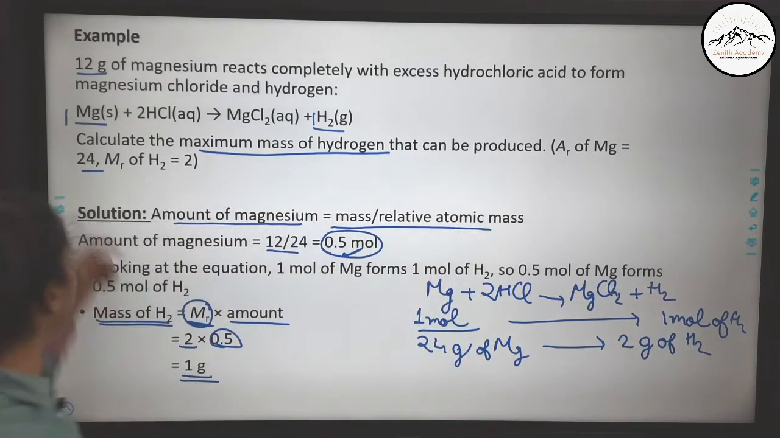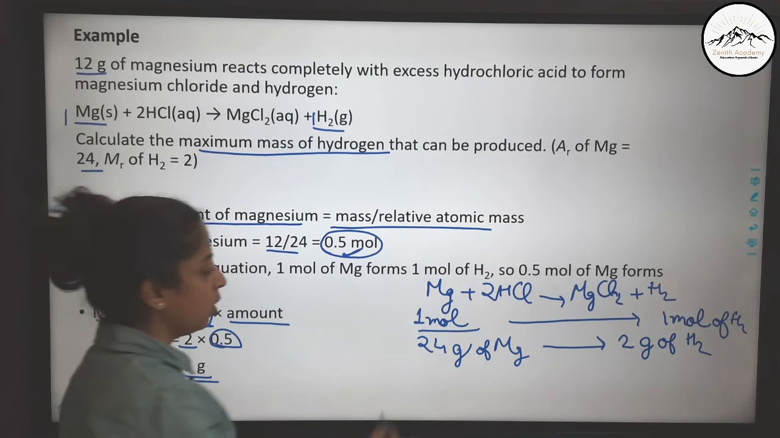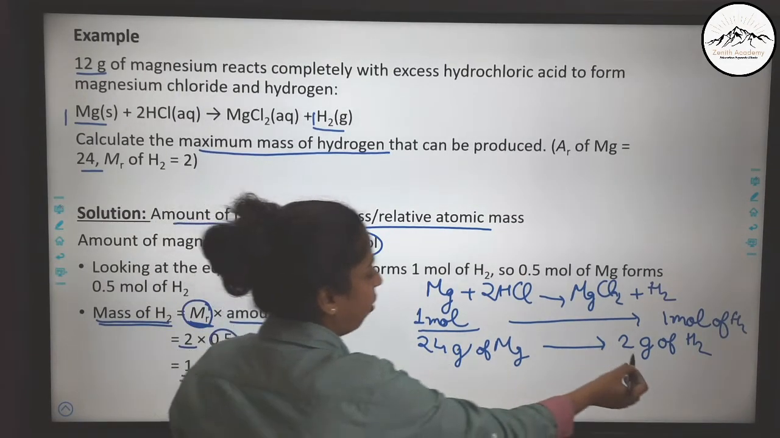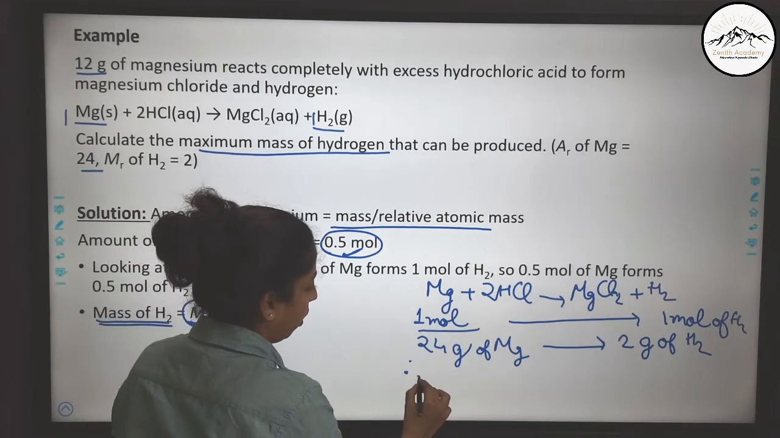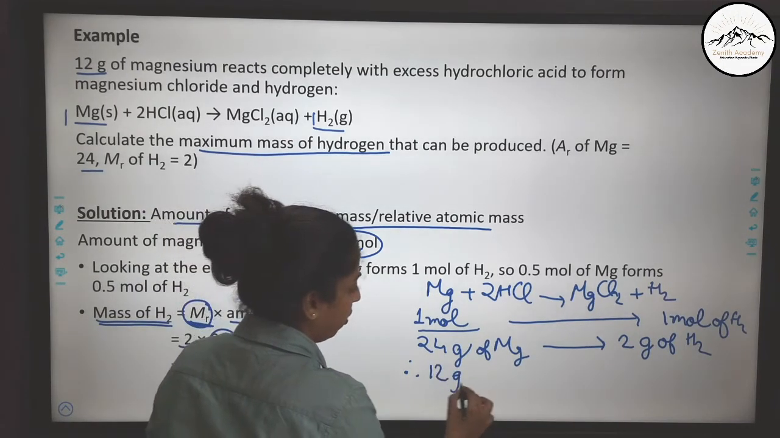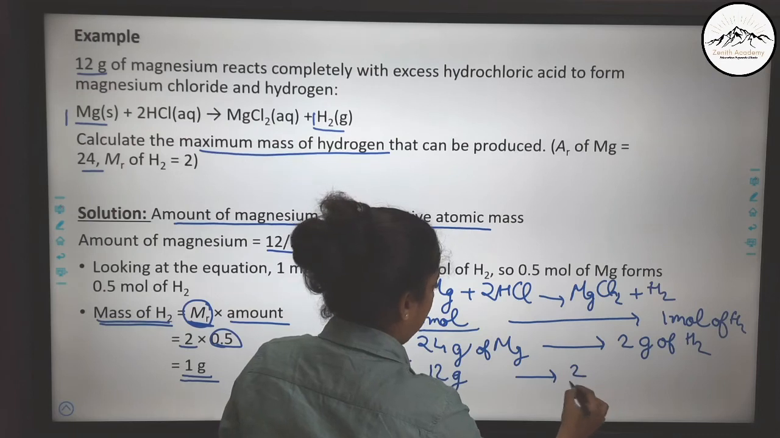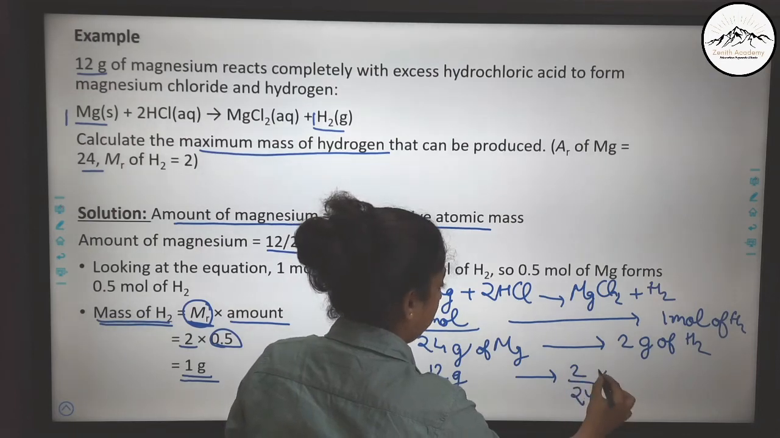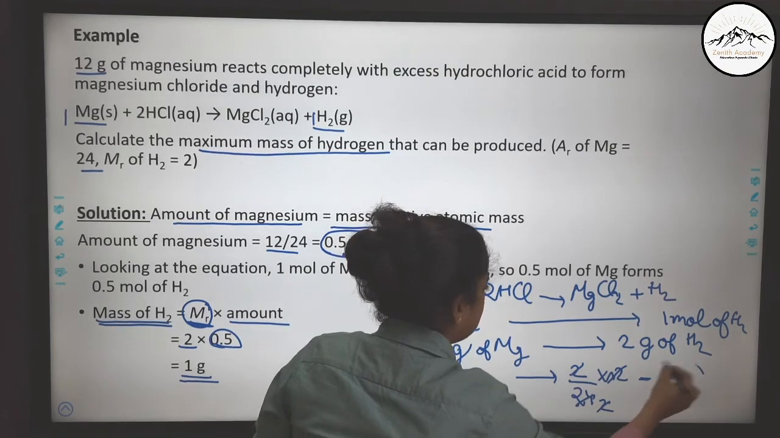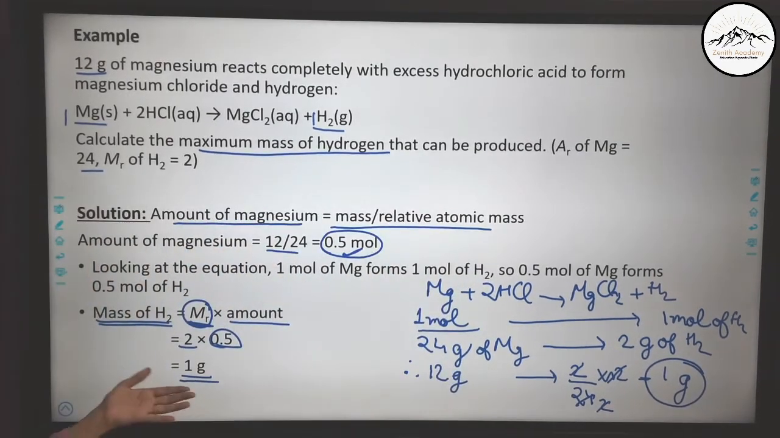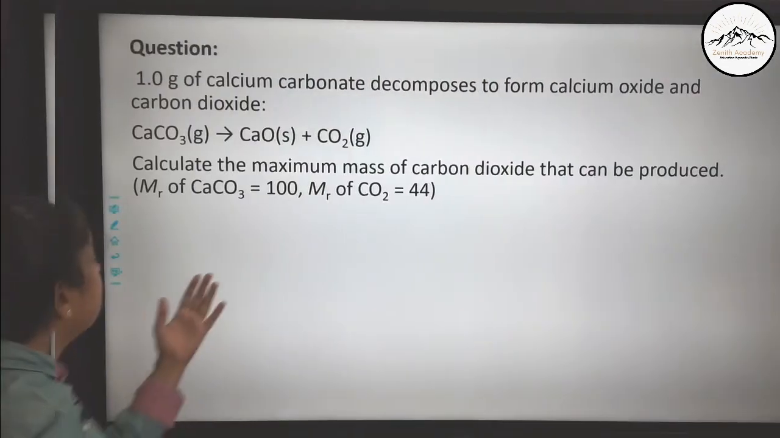Because molecular mass of hydrogen is 2. Okay, so if 24 gram is forming 2, then 12 gram will form how much? Therefore 12 gram will form how much? Unitary method, 2 upon 24 into 12. 12 ones are 12, 12 twos are 24, 2 into 1 gets cut, so it becomes 1 gram. So here also you get 1 gram, here also you get 1 gram. So you can follow any of this. Now this is our next question.